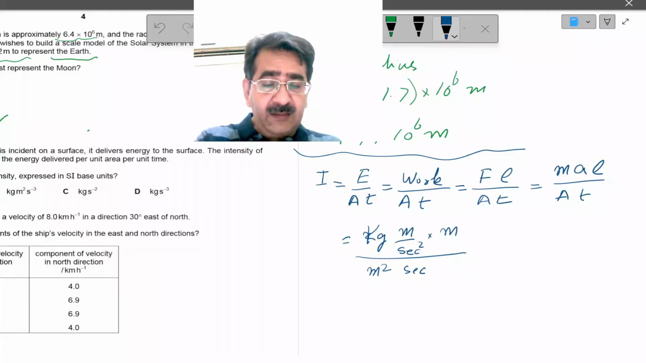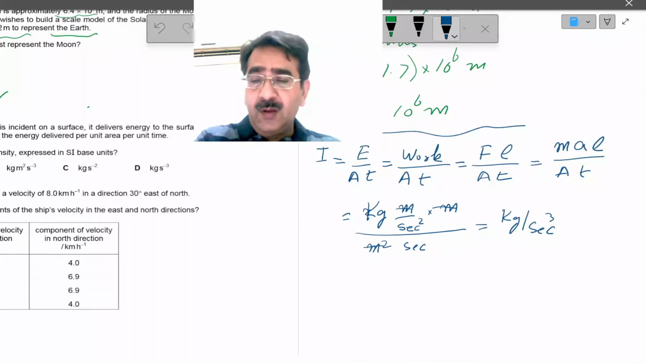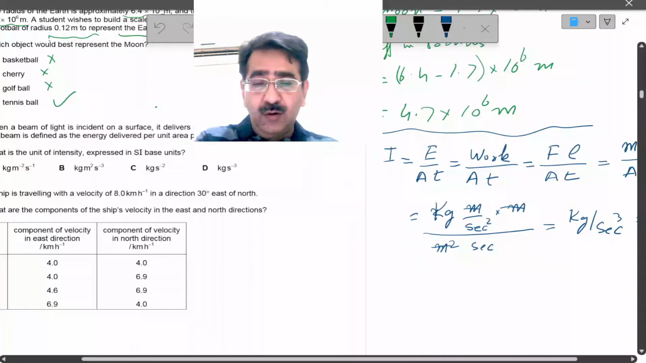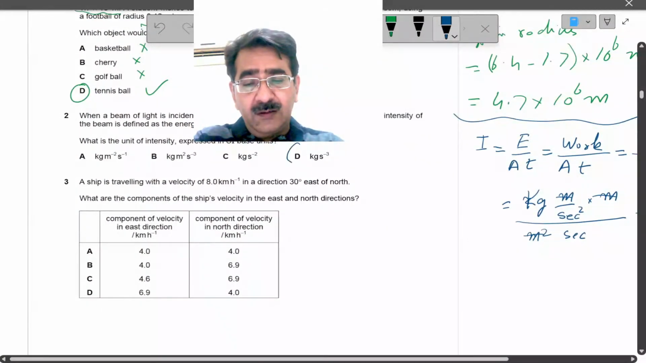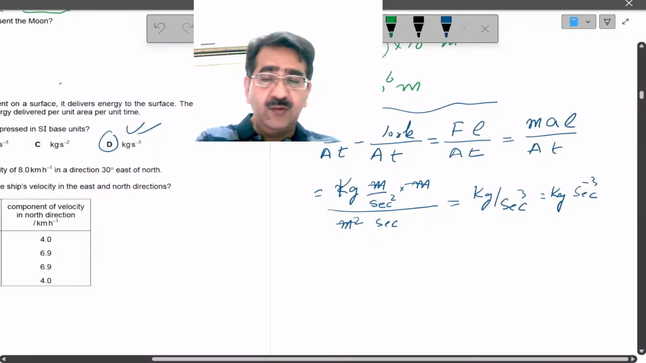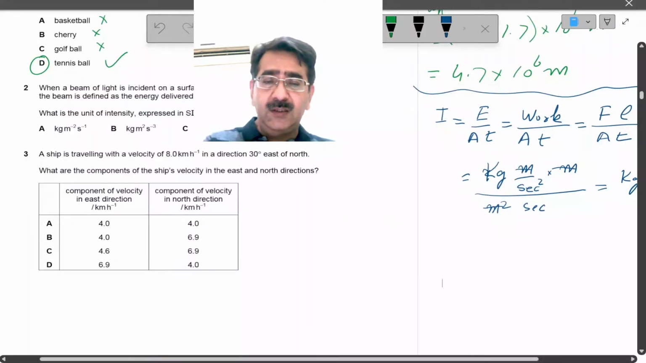Again, this m square will cancel with this m square, and the result will be kilogram per second cube, or you may say kilogram second to the power minus 3. So D is the choice. D will be the answer, according to this.